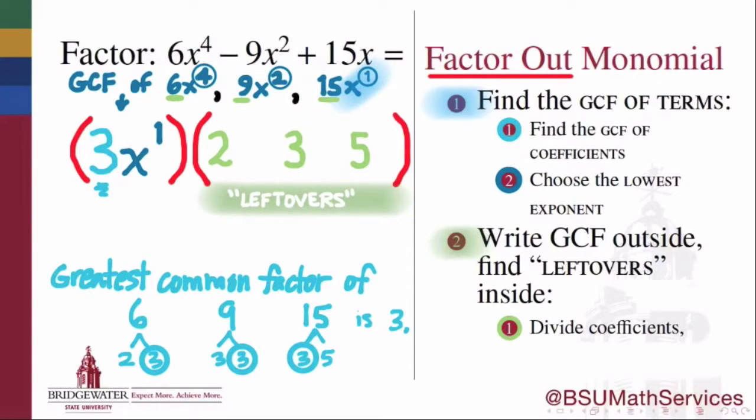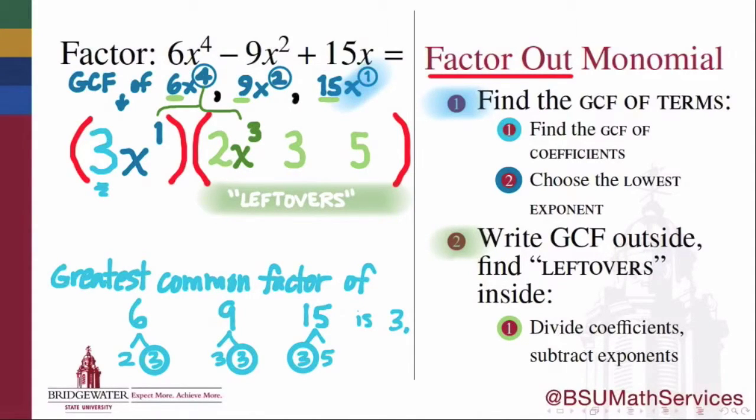The variable factors we will discover by dividing the powers of x in our terms by the power of x in our greatest common factor. So here, we're dividing two exponential expressions with the same base. And when powers divide, their exponents subtract. So if I were to divide x to the fourth by x to the first, I would get x to the power 4 minus 1, or x to the 3.